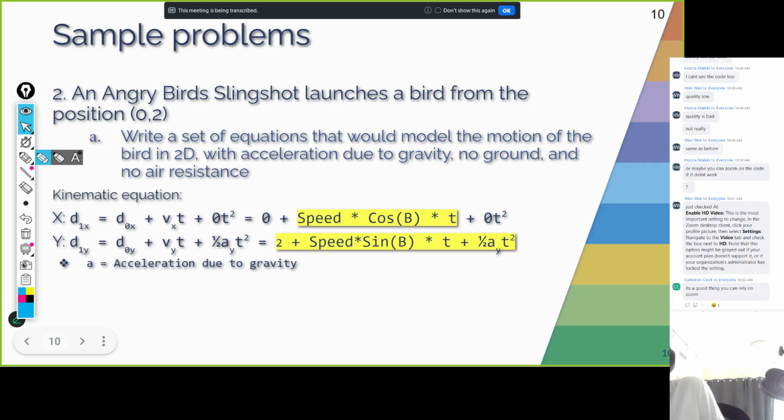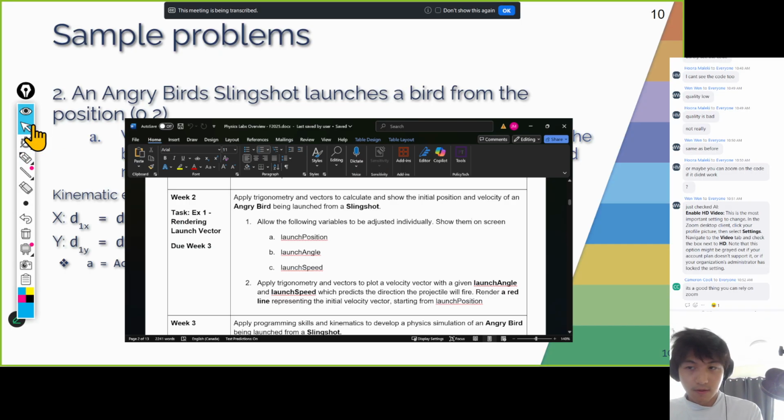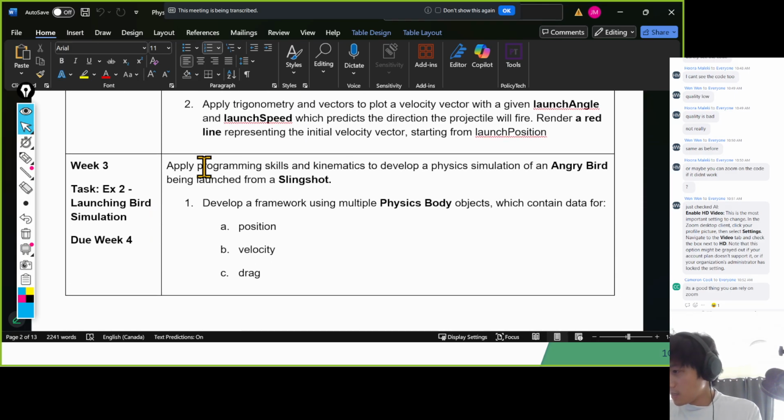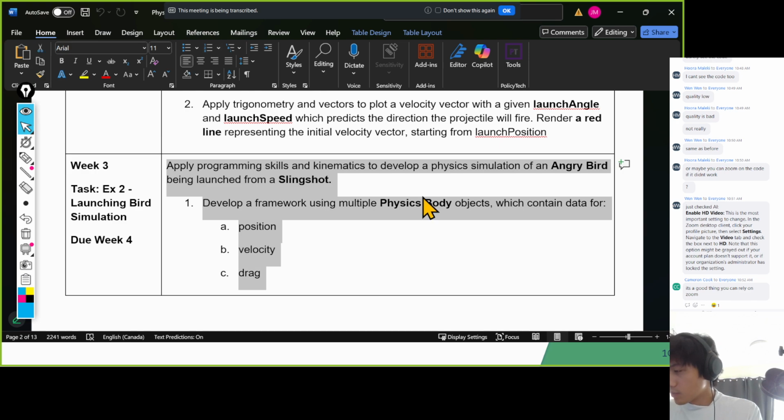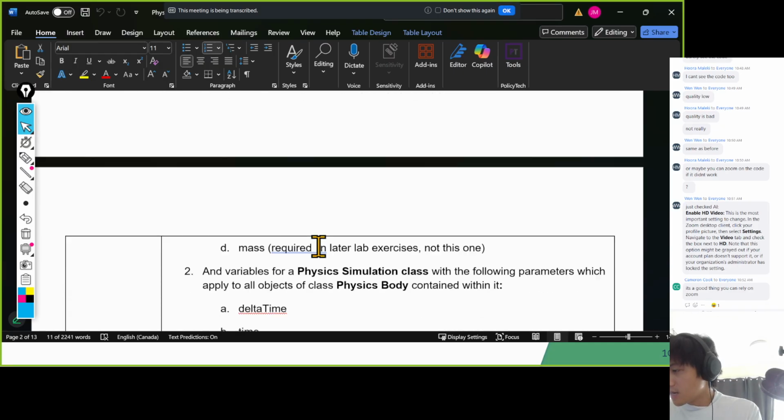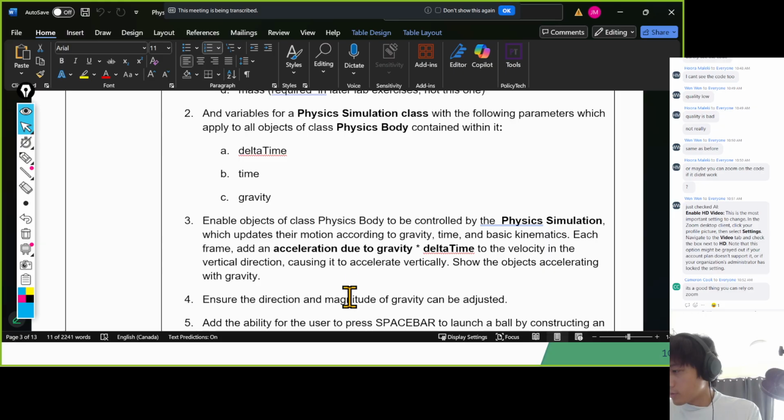All right, but let's go a little further with some of these sample problems. If you want to launch yourself a bird, you actually want it to move across the screen. That's going to be our next step, right? Our next lab exercise is going to be actually launching the bird, where we're going to have multiple objects and we want to contain data for these things, and then we want to actually be able to shoot them across the screen.